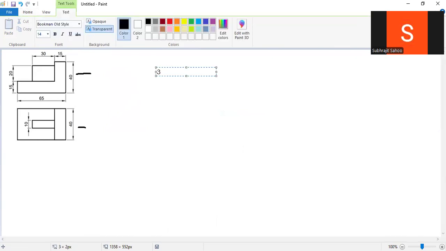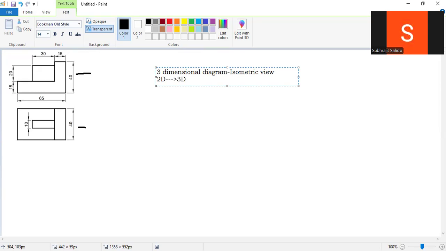I have to prepare a three-dimensional diagram, right? That is nothing but called what? Isometric view. Isometric view. Very simple, the meaning is very simple, right? So that means here I am converting a 2D diagram to a 3D diagram. This is called isometric view.